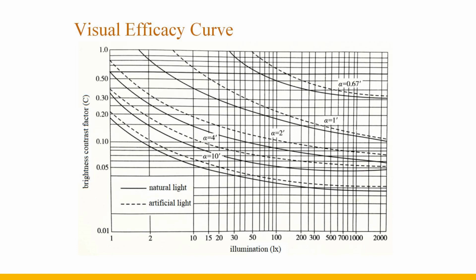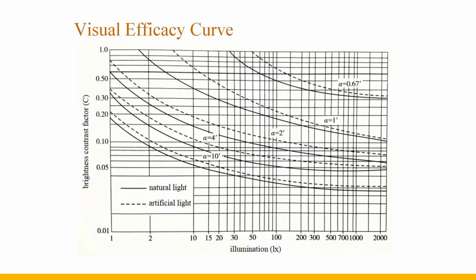The visual efficacy curve reflects the influence of three factors: illuminance, viewing angle, and brightness contrast on visibility, as can be seen from the figure. 1. The viewing angle of the same curve remains unchanged. If the contrast decreases, the illumination needs to be increased to maintain the same visibility. That is, the lack of contrast is compensated by the increase in illumination, and vice versa. The contrast is increased to compensate for the lack of illumination.